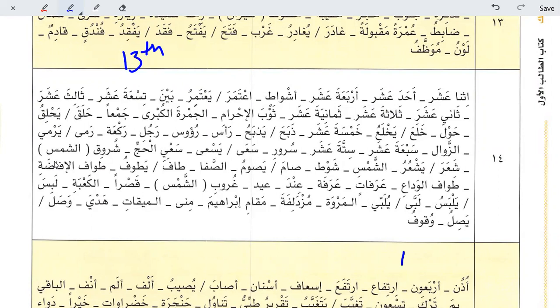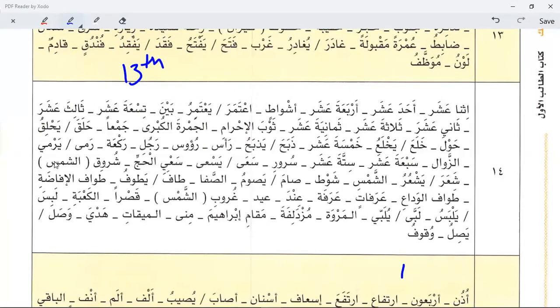Okay, then sab'ata ashar, 17. Sittata ashar, 16. Surur. Surur means delighted, pleased, happy.